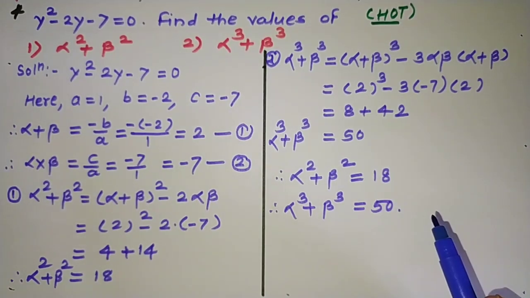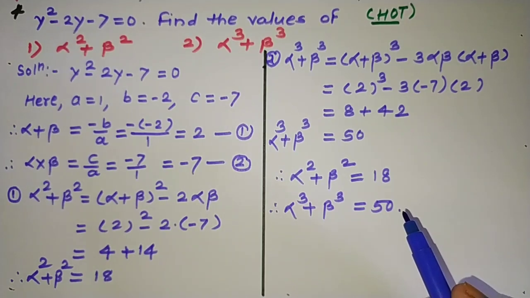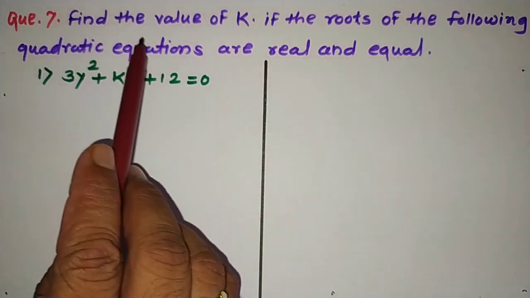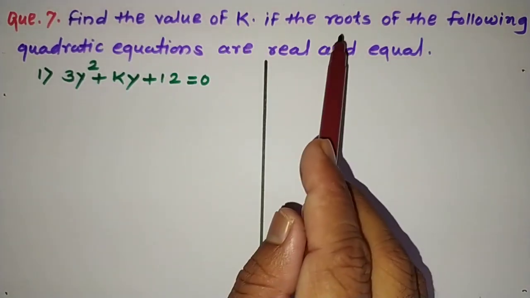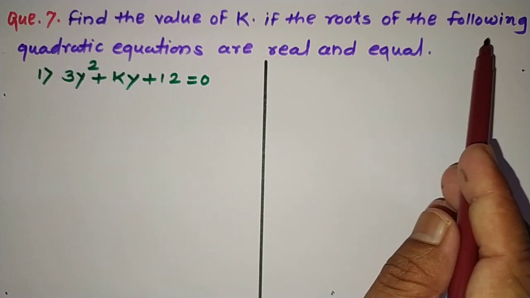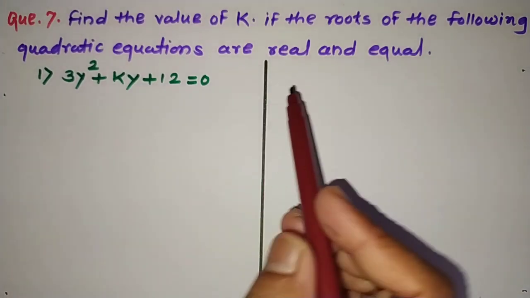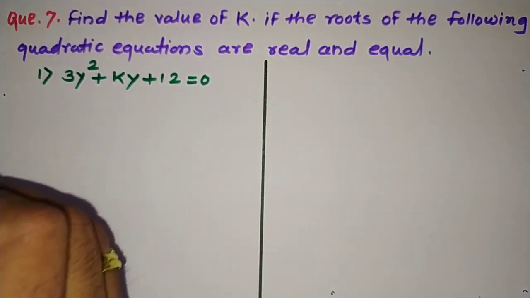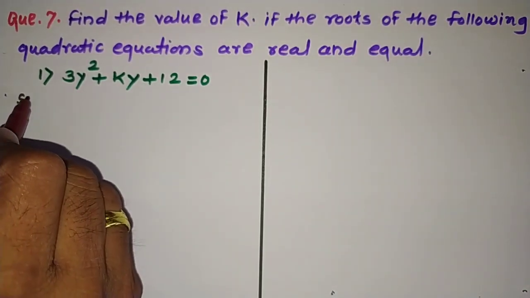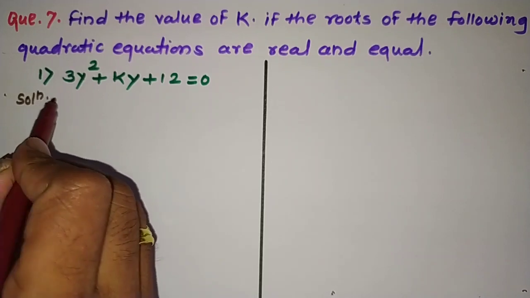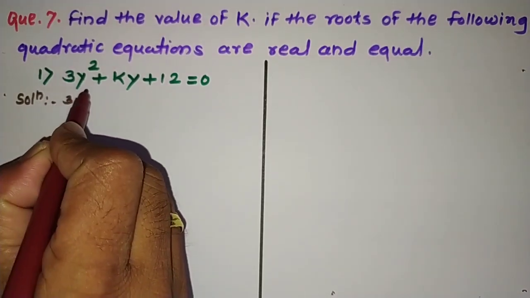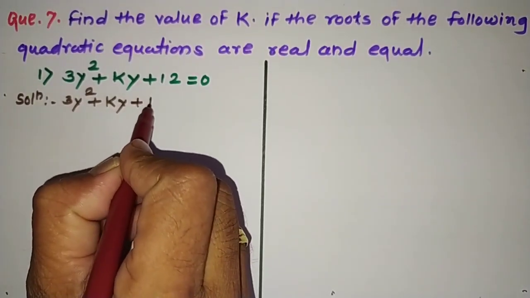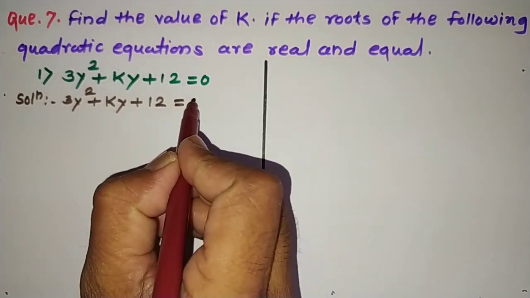In this type, solve the above example. Question number 7. Find the value of k if the roots of the following quadratic equation are real and equal. Solution: first, write down this equation. 3y square plus ky plus 12 is equal to 0.